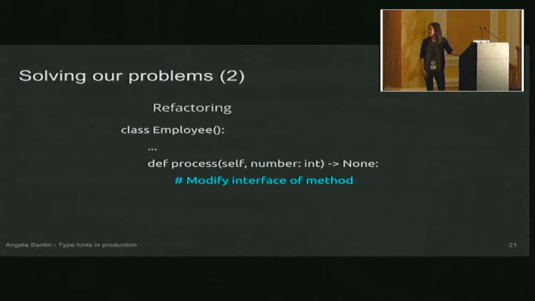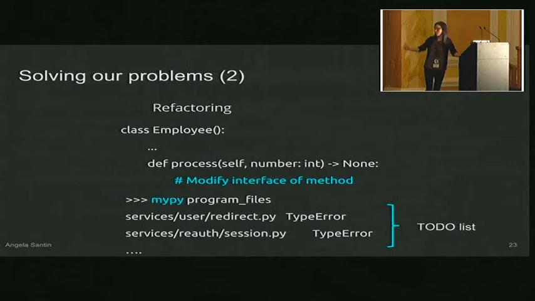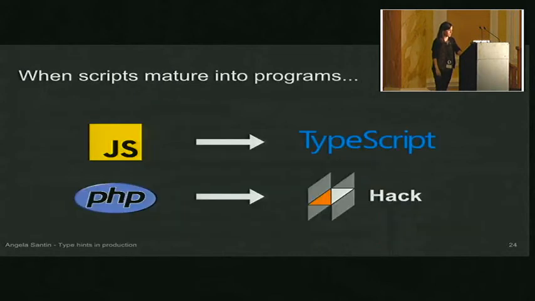And the refactoring case is similar. So we've annotated our function. Hopefully, we've also annotated code in other locations. So when we modify the interface of a method, if we apply some type checker, let's call it mypy, to our program files, it's able to tell us that because you've modified the process method, all of these type errors are cropping up, so you need to go and deal with them. So you kind of get a to-do list of the places you need to go look and fix.